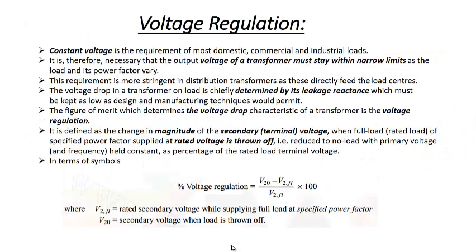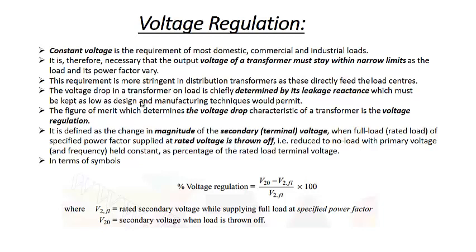Now voltage regulation, we come to another important parameter of the transformer, that is the voltage regulation. Constant voltage is a requirement of most domestic, commercial and industrial loads. We can say almost all the equipment in the power system needs a constant voltage. It is therefore necessary that the output voltage of the transformer must stay within narrow limits. We can say the transformer should always give a constant voltage, but it's not possible that it will always give us the voltage at a constant value.